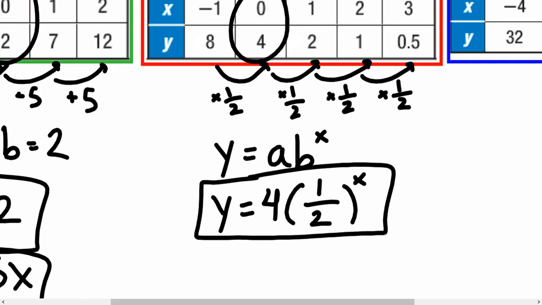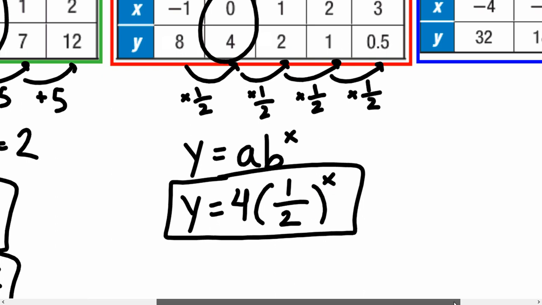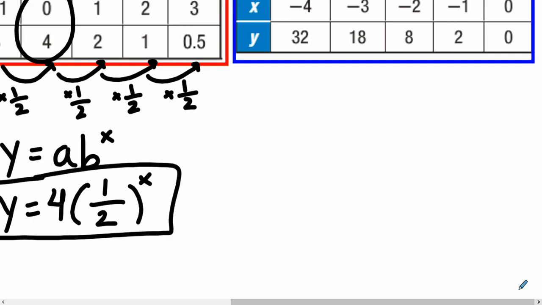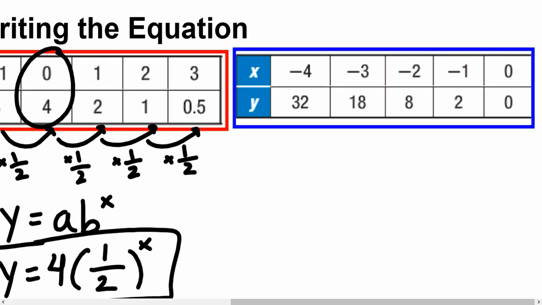Let's check and make sure it works. Go ahead and put 2 in there. If I put 2 in there, 1/2 squared becomes 1/4, and 1/4 times 4 makes 1. It works. The last one's kind of the trickiest because we haven't really seen a data set for this type.